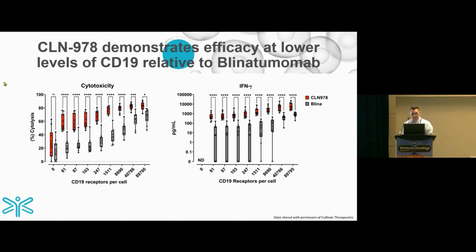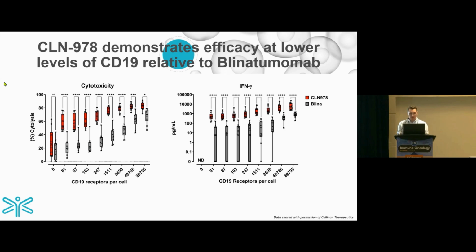And I think that this data really clearly demonstrates the difference in the two molecules. The Clinton molecule, we can see here right from the get-go, at the low levels of CD19 receptor expression, you get much higher levels of cytotoxicity using their system compared to the Blincyto. And when we look at the interferon gamma response, we can always get a much stronger response with the Clinton molecule versus our benchmark material.